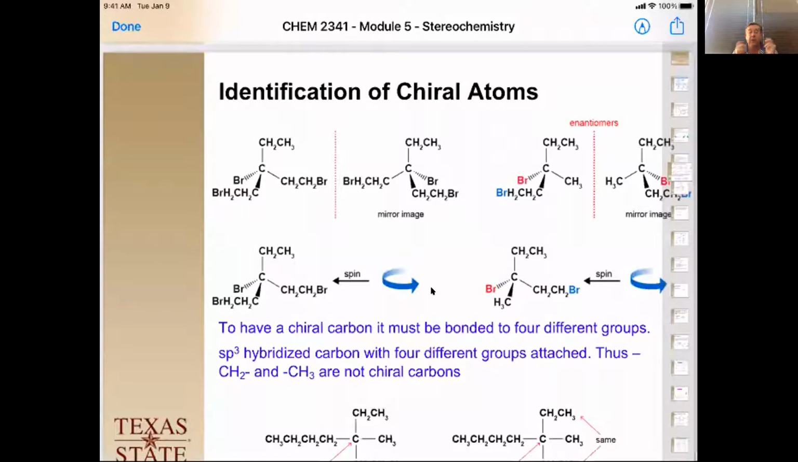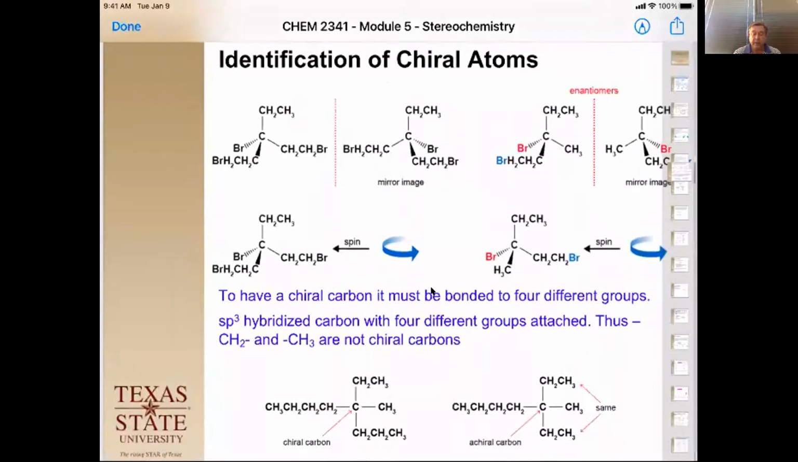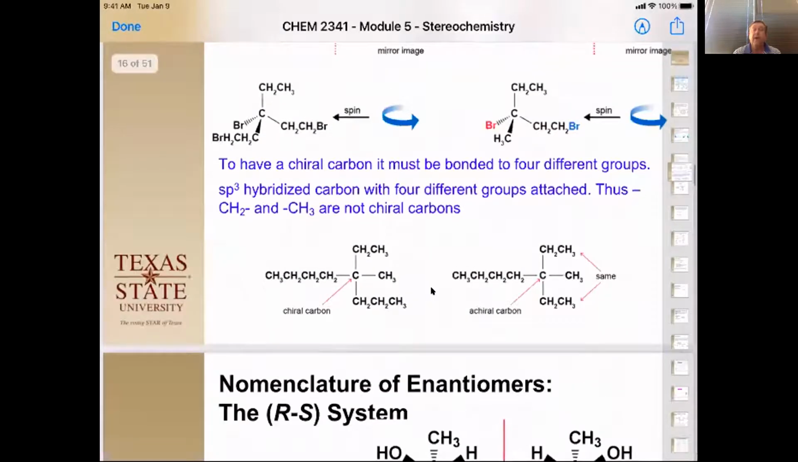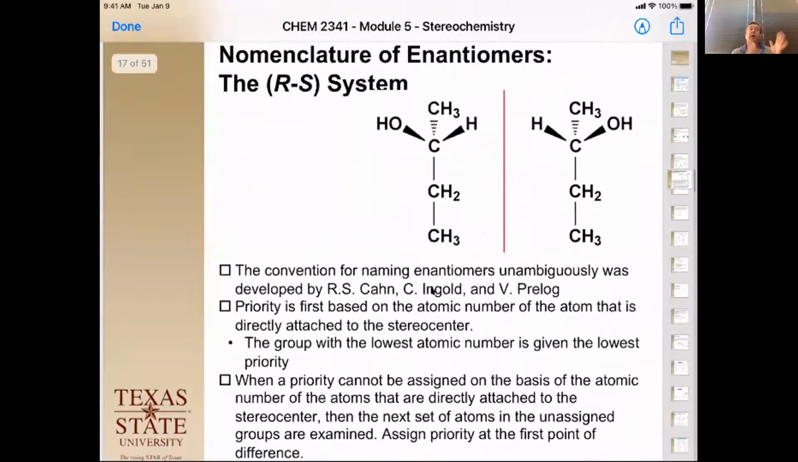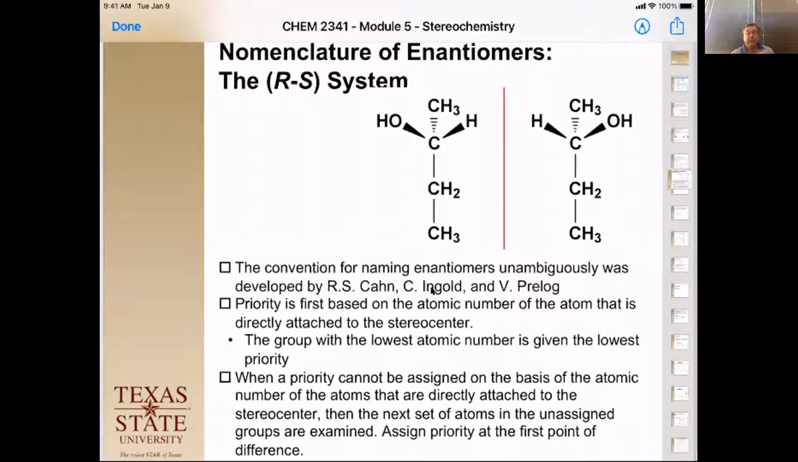Okay, so the first thing we're going to do is try to come up with a naming system. And the best naming system we have is what we call the R and S naming system, okay? So by using the same prioritization system we use for alkenes, we're going to come up with a way to get our R compound, which is called rectus or right, and then our S compounds, which are called sinister or left, and identify them as one or the other.